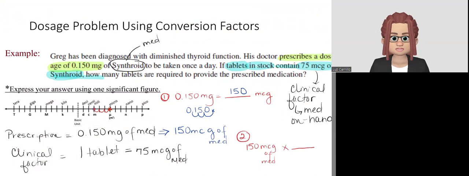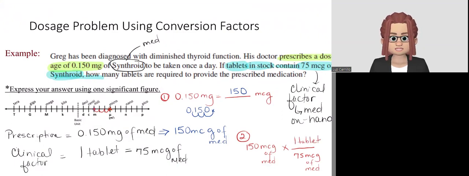So I need to convert it into a fraction. Taking that into consideration, because I need to cancel the units of micrograms of medication. In my equality, this side of my equality is what has micrograms of medication. So that's what I'm going to write in the bottom part of my fraction: 75 micrograms of medication. And in the top part, I'm going to write what it's equal to, 1 tablet.